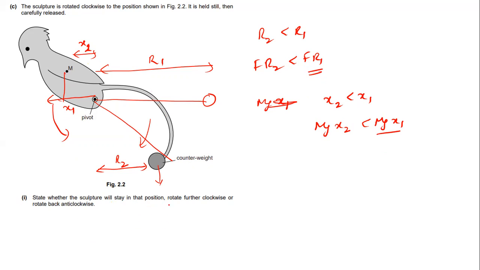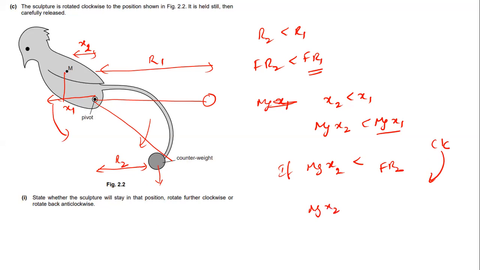State whether the sculpture will stay in position, rotate further clockwise or rotate back anti-clockwise. It is not very clear, because the value of x1 and r1 should be known to me. Only then I will be able to comment on it. Now what I can say is, if mg x2 is lesser than f times r2, the moment at this point, then it will move in a clockwise direction.